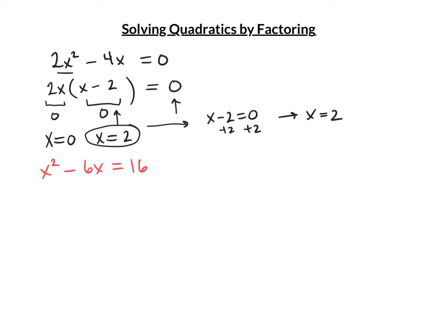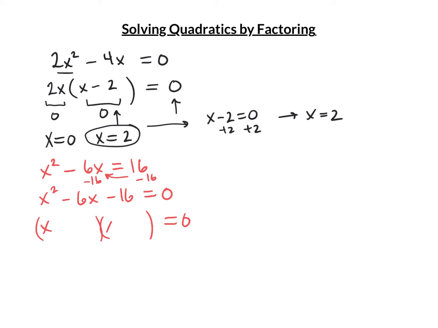If you were asked to solve the equation in red here, you'd have to remember what I said on the previous pages. You need it equal to 0. Solving a quadratic uses that idea that two things multiply to 0, each factor's got to be equal to 0. So the first step would be to move the 16 over and subtract 16 from both sides. Minus 16, minus 16. This would become x squared minus 6x minus 16 equals 0. Now I can solve it and factor it.